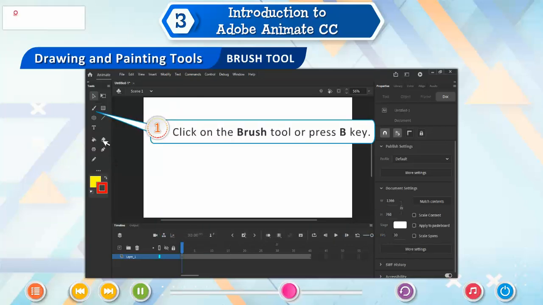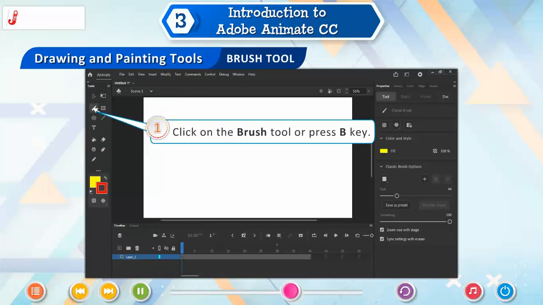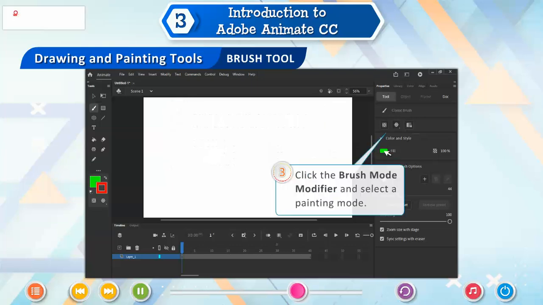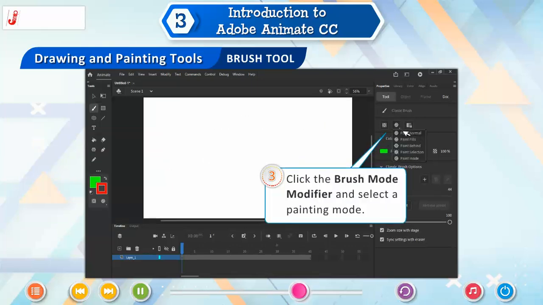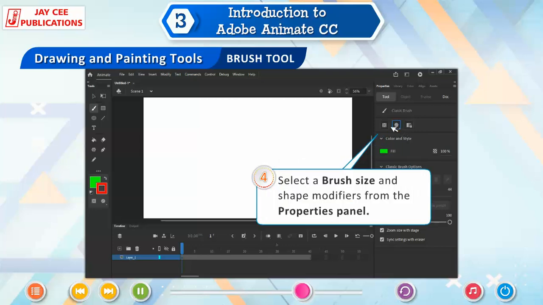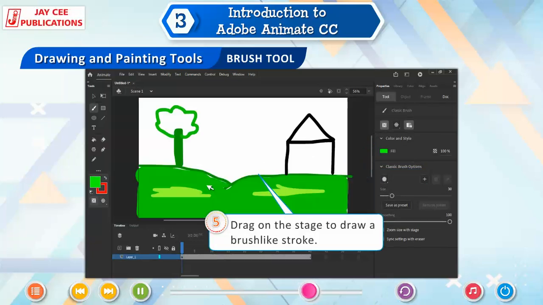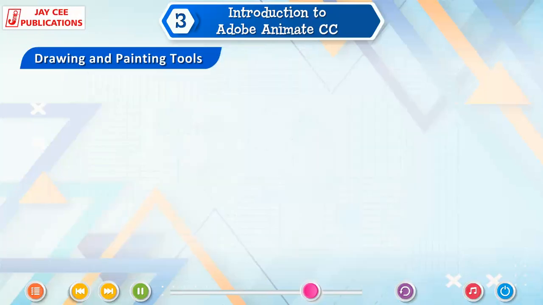1. Click on the brush tool or press B key. 2. Select a fill color from the colors area of the tools panel or from the properties panel. 3. Click the brush mode modifier and select a painting mode. 4. Select a brush size and shape modifiers from the properties panel. 5. Drag on the stage to draw a brush line stroke.